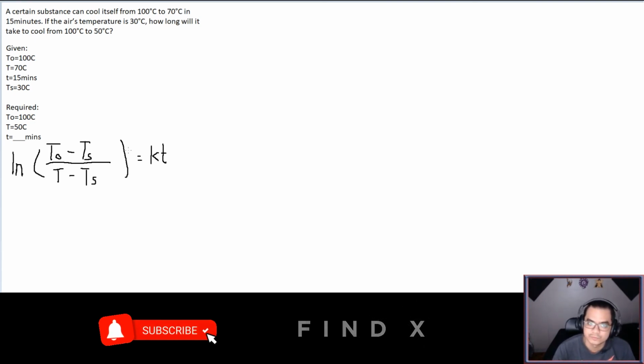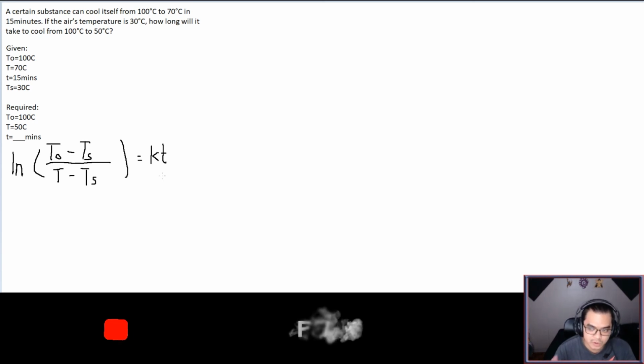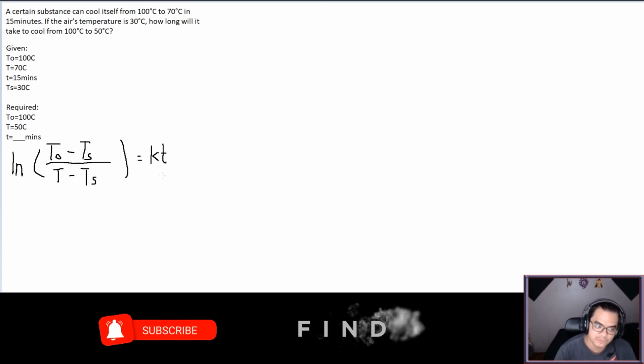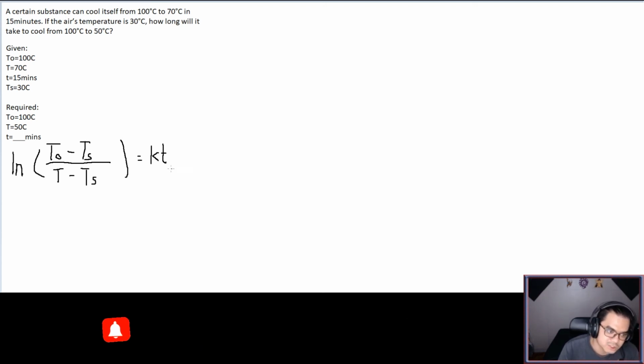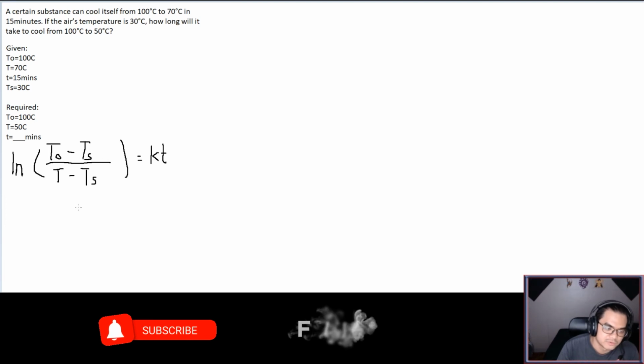I know it's wrong, because you got T0 and T interchanged. But I'm already telling you it's fine. You will still get the same answer as long as you are consistent. If you will use this formula, you have to use this formula to the end. You will not change it. So let's try to use this formula first. So let's apply the first condition first.